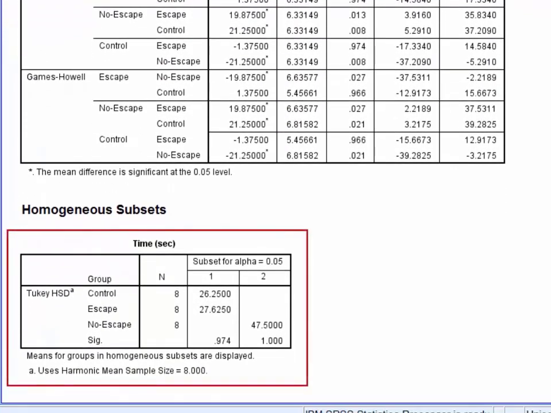The homogeneous subsets table contains the same information as the multiple comparisons table. The control and escape conditions are in the same subset, which indicates that they do not differ from each other. And they both differ from the no escape group, which is in a different subset.